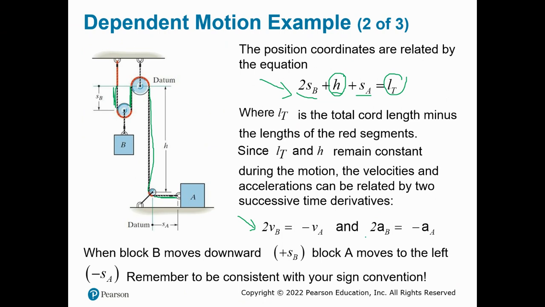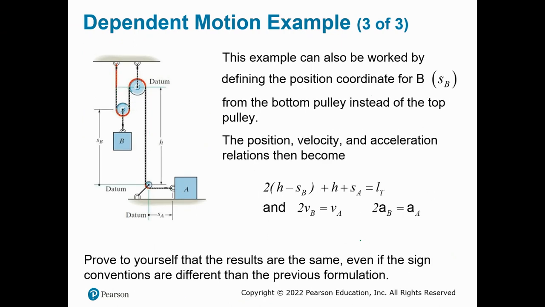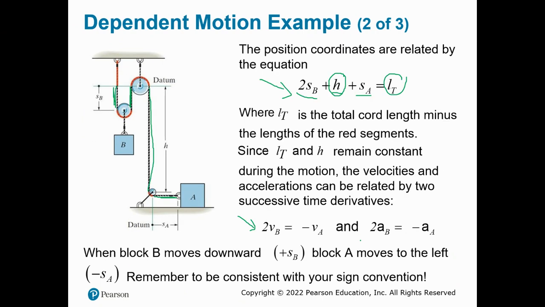And I'm taking the derivative of that velocity equation again. I get 2 aB, acceleration of B, equals negative aA. When B moves down, positive SB, block A moves to the left, negative SA. And remember, be consistent with your sign convention: to the left, to the right, which one's positive, which one's negative.